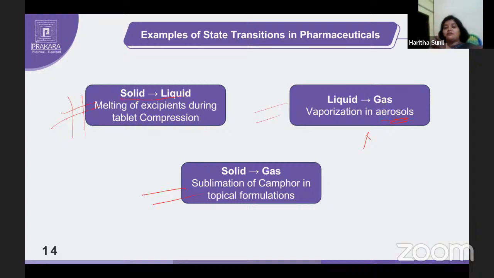So what are the benefits of this type of transition? It enhances patient comfort by providing a cooling effect, and also it helps in relieving pain as well as inflammation in topical formulations.